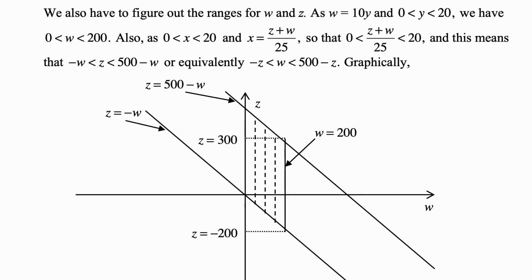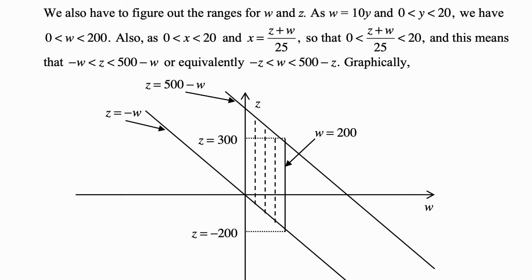We also have to figure out the ranges for w and z, the possible ranges of values. As w is equal to 10y and y is between 0 and 20, we have that w is between 0 and 200. Also, as x is between 0 and 20 and x is equal to z plus w over 25, so that 0 is less than z plus w over 25 less than 20. This means that minus w is less than z less than 500 minus w, or equivalently, minus z is less than w, which is less than 500 minus z.